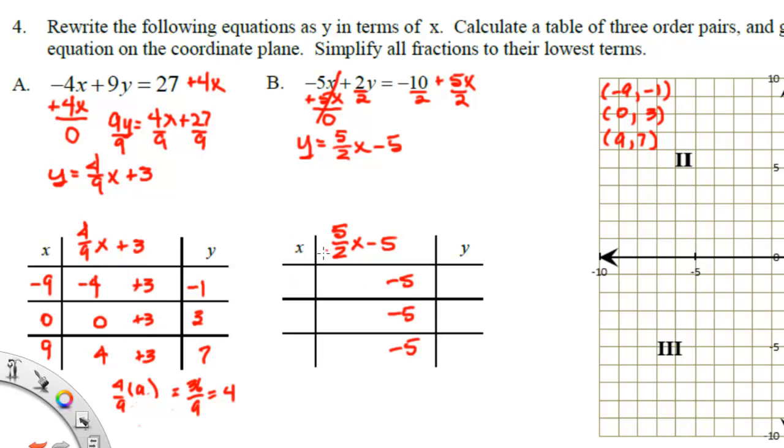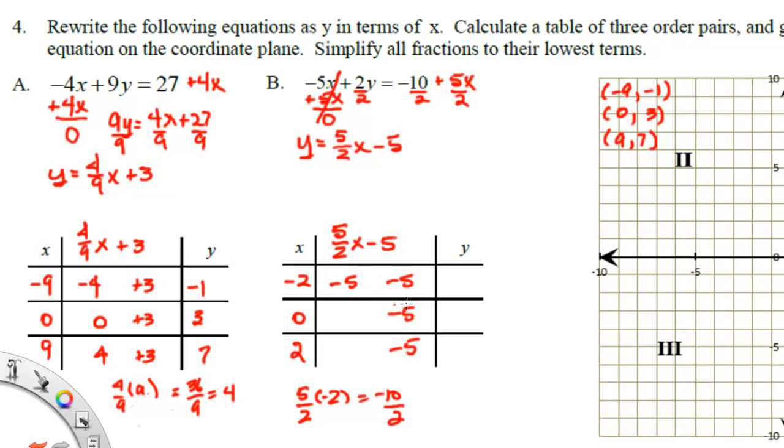Okay, so I'm going to choose, some of you chose 5 for here. 5 won't work. The only thing that will work is multiples of 2. So I'm going to choose a negative 2, 0, and 2. So let's put a negative 2 in here. So 5 halves times negative 2, well, that gives me a negative 10 over 2. So that has to be a negative 5.